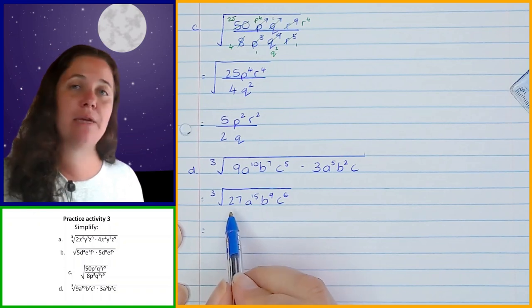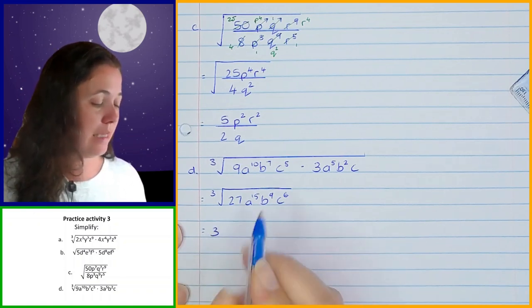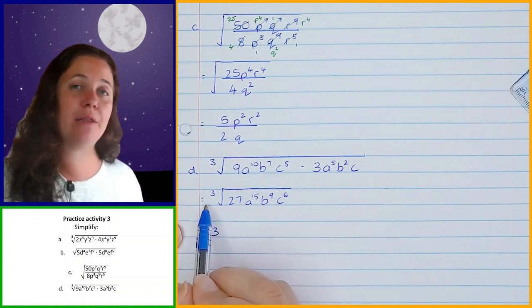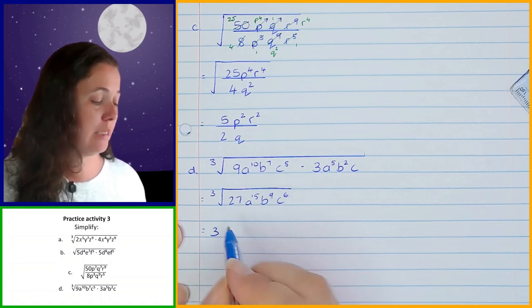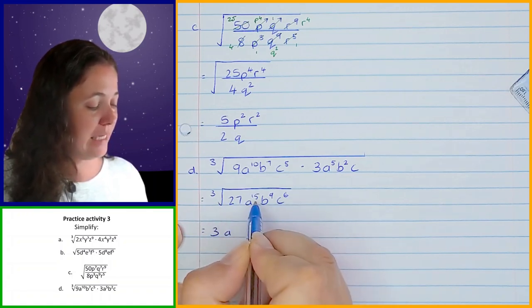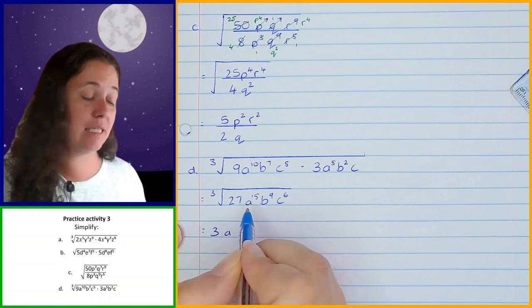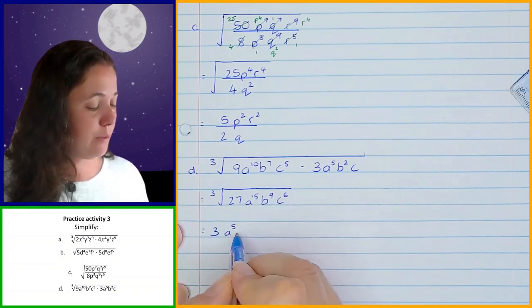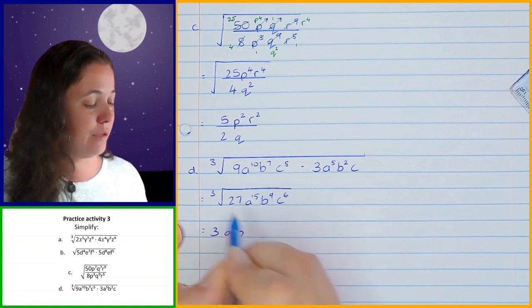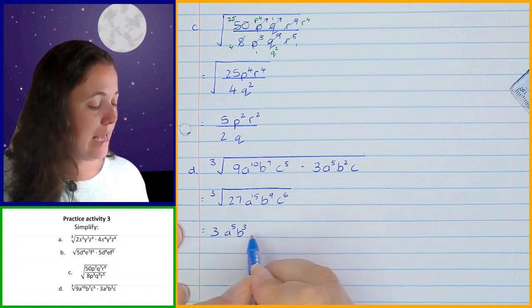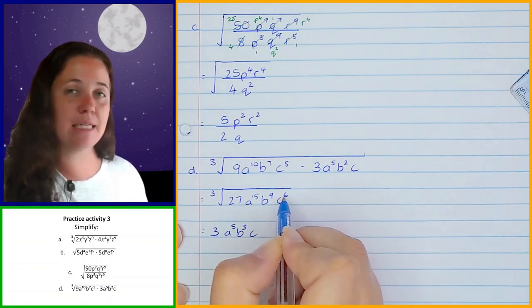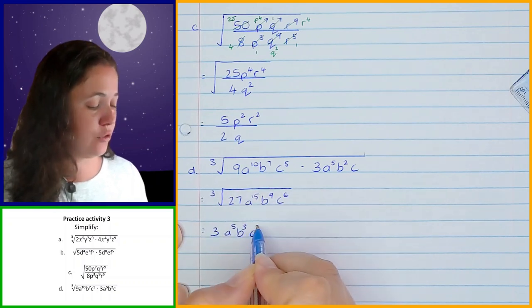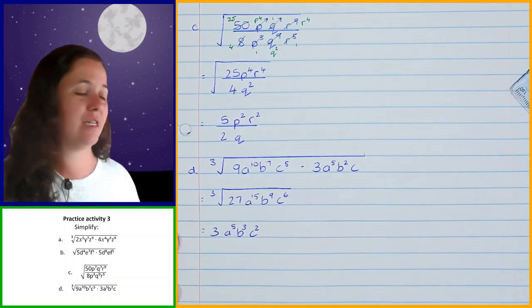So the cube root of 27 is 3. Again, remember we're not dividing by 3, we're finding the cube root because it's not an exponent. Then A to the power of 15, I divide 15 because it is an exponent by 3, and that gives me A to the power of 5. B to the power of 9, I divide the 9 by 3 and that gives me B to the power of 3. And C to the power of 6, I divide the 6 by 3 and I get C to the power of 2. And that's what you should have got for question D.